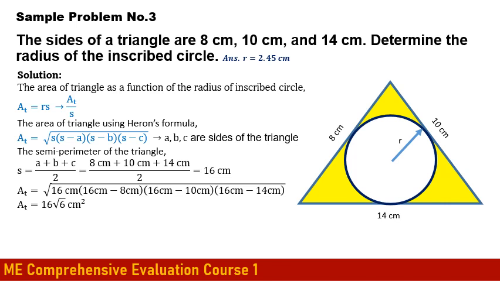Now that we know the area of the triangle and also the semi-perimeter, we can also compute the radius of the circle. By substituting the values, the radius of the circle is equal to 2.45 centimeter. So the radius of this inscribed circle is 2.45 centimeter.